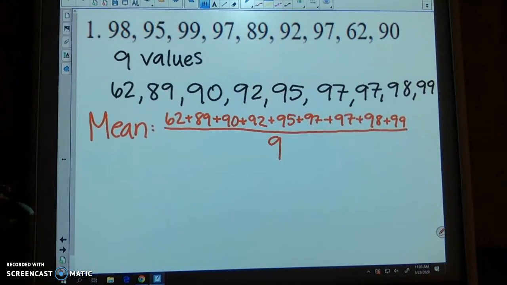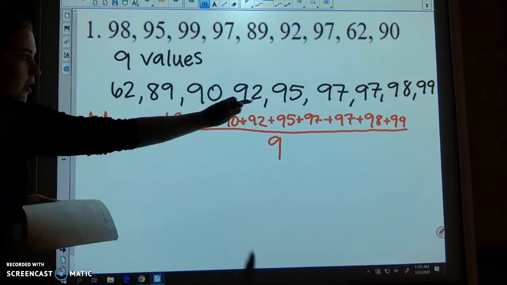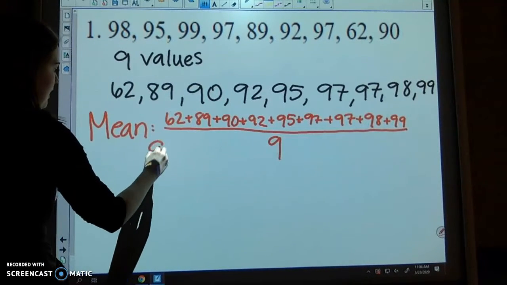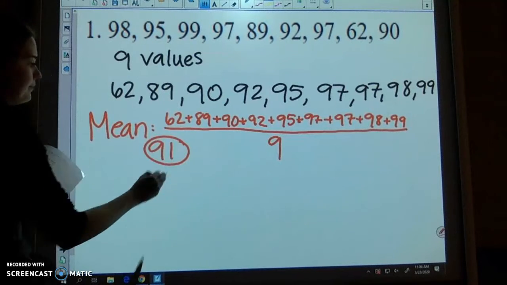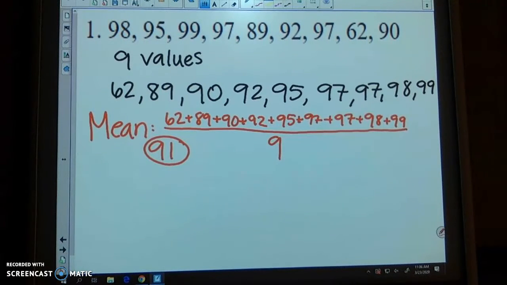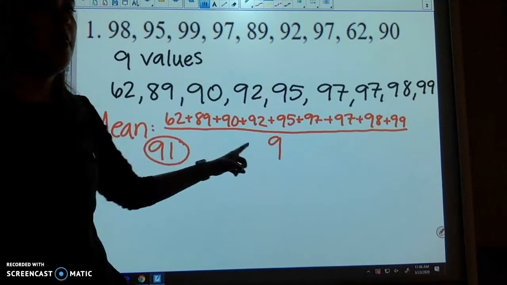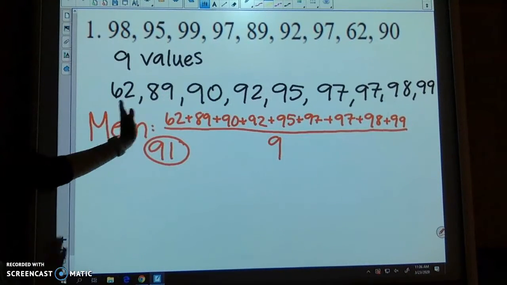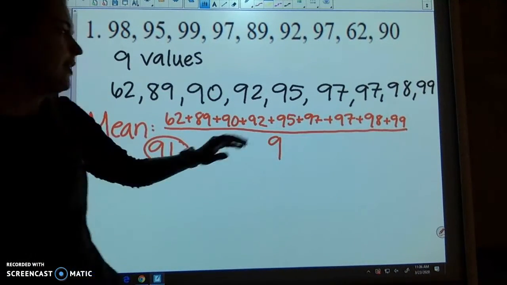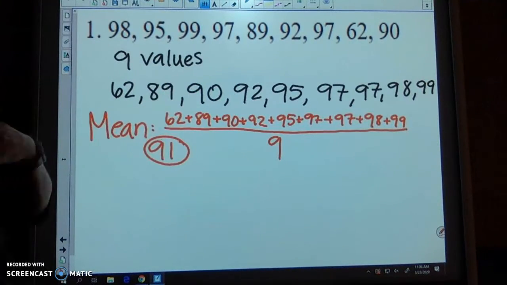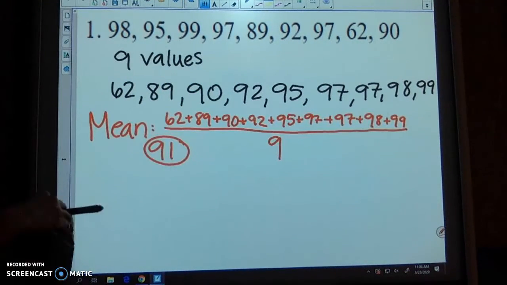All right, so I did this ahead of time, and when you add all of these up and divide by 9, you get your mean to be 91. When you're entering this on the calculator, you have to be careful. Make sure you are adding all of your values together and then dividing by 9. If you just type in all of this and then divide by 9, it's going to take 99 divided by 9 and add it together, and you're going to get something way higher than what you want.